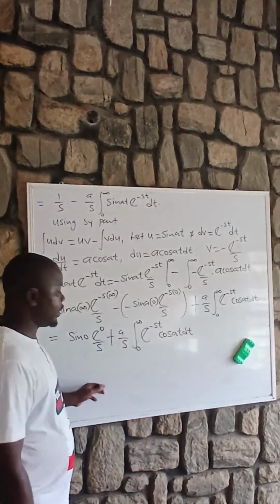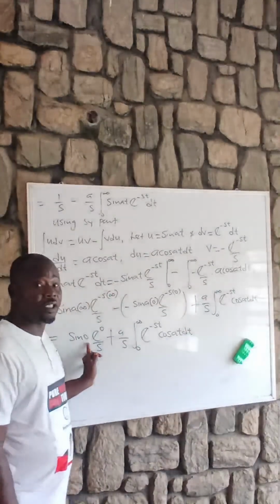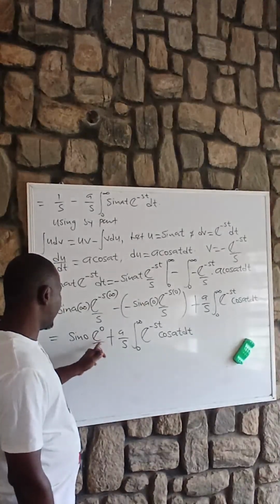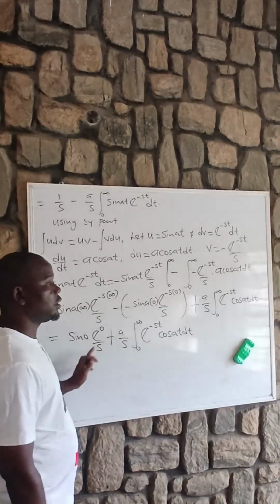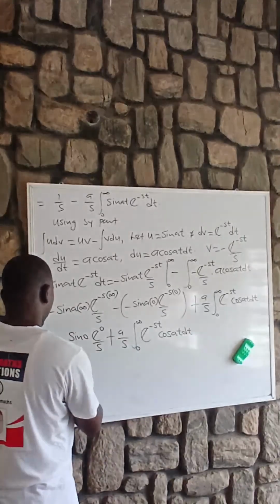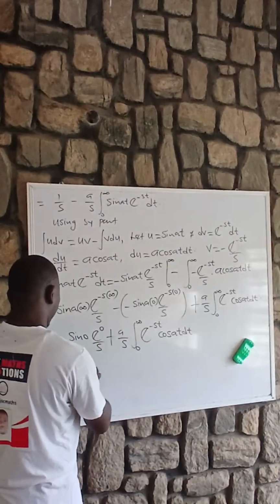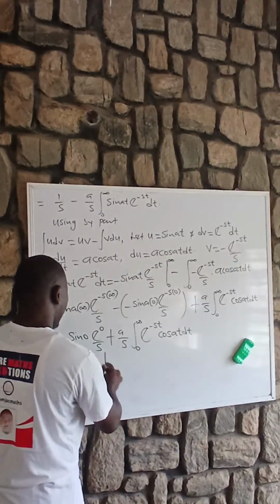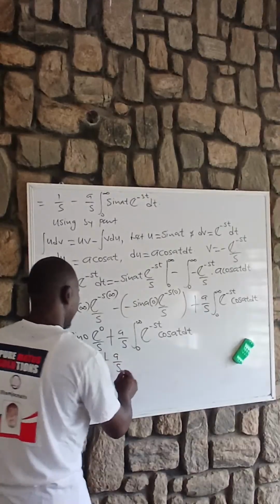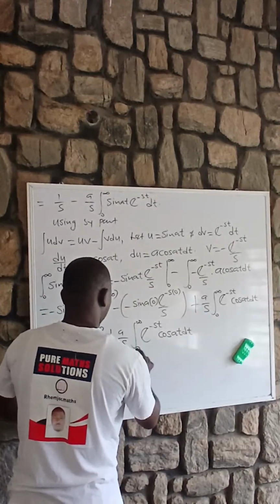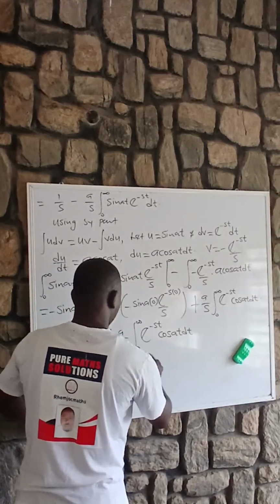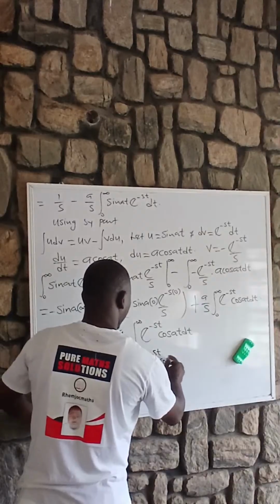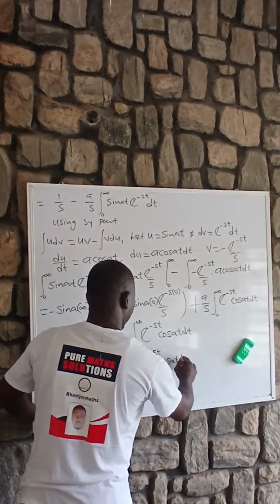So as you can see, sine 0 is 0, right? Then this is 1 all over s. So 0 times 1 all over s. This is what it will look like: 0 times 1 all over s plus a all over s, integral 0 to infinity, exponential minus st cos at dt.